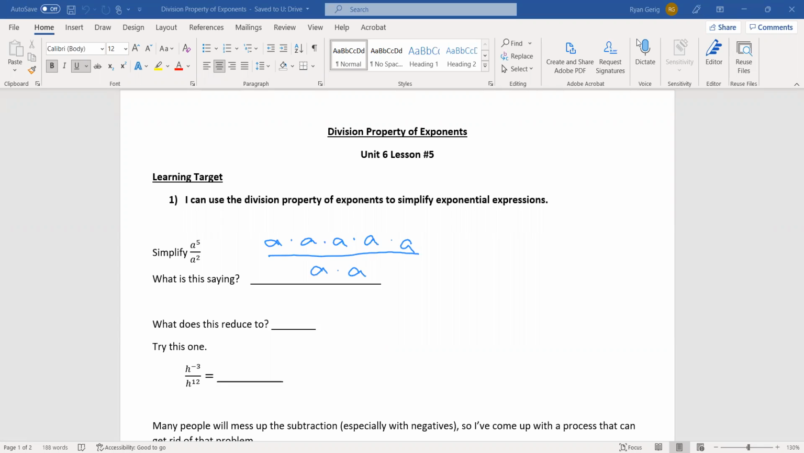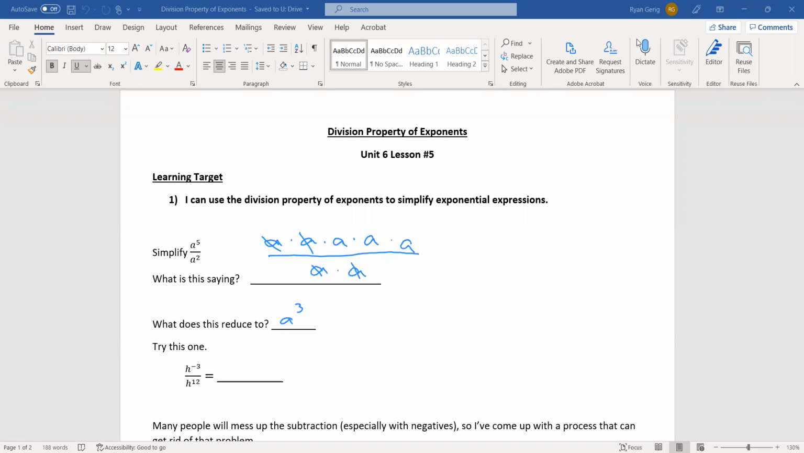So a divided by a cancels it out, right? Makes 1. Well, another a cancels out. And what does that reduce to? What's left on top? A to the 3rd. There's 3 a's on top, so it's a to the 3rd. Okay. So it says try this one.